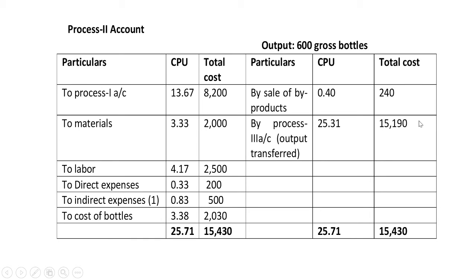And in this we have taken that is 15,190. When you minus 15,430 minus 240 you will get this much. And here also 25.71, that is 25.3140 you will get as the actual value.